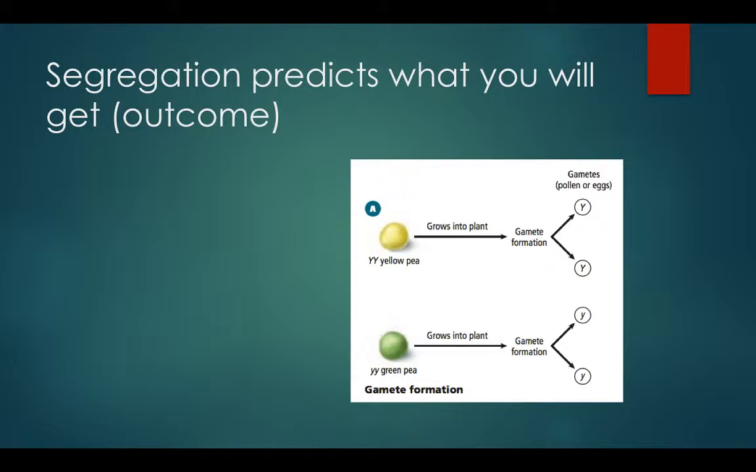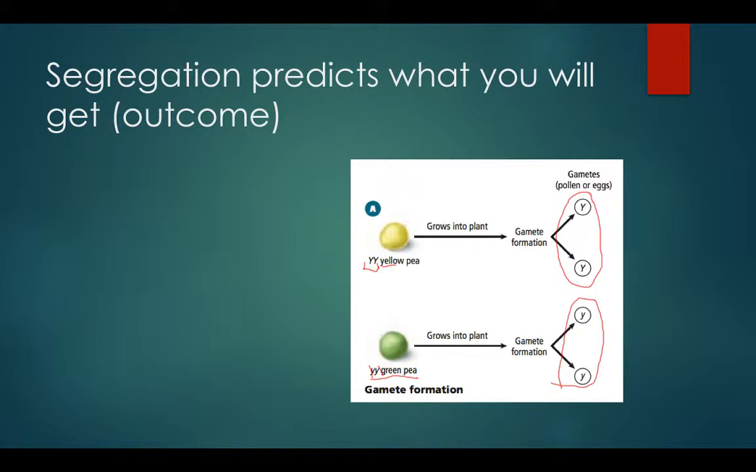So to get into that idea, we have to talk about segregation. Segregation is going to predict what kind of outcome you're going to get. As you guys are probably aware, if you have two alleles for yellow, the gametes that are produced are going to be big Y and big Y. If you have a green pea that has little y, then the gametes produced are going to be little y, little y.